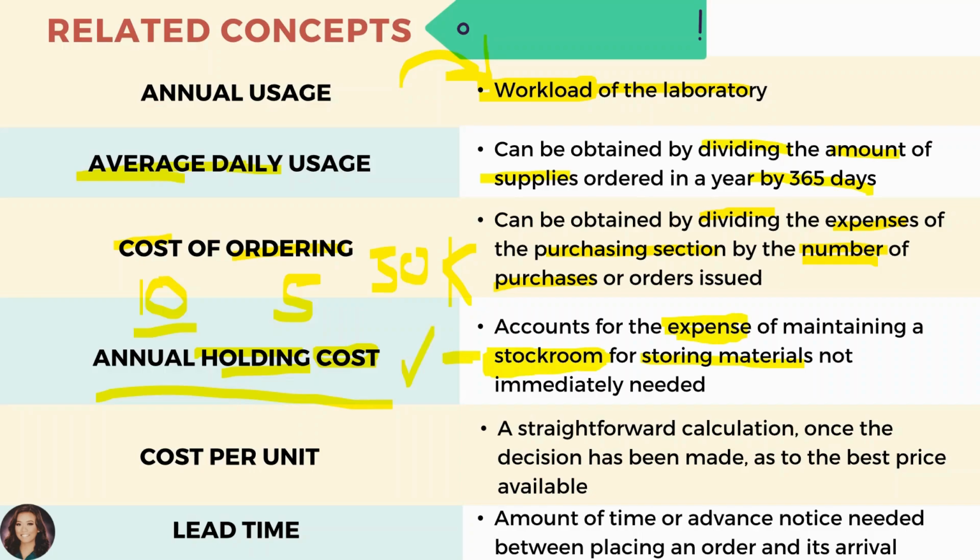Okay, second to the last is cost per unit. Cost per unit here is a very straightforward calculation. Kasi per unit siya, per item, no? So, once a decision has been made, kung ano man yung binili mo or ginagamit mo, it will help you know the best price that is available. So, it's a straightforward calculation, cost per unit of item that you're using.